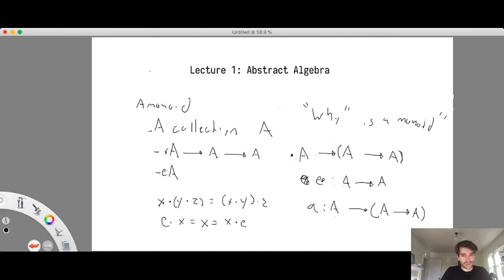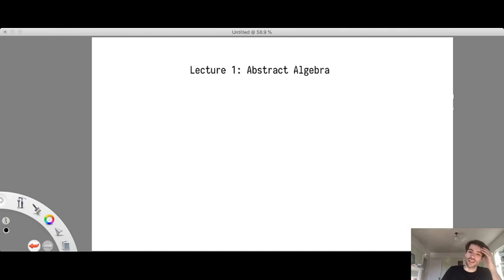Now, why is this interesting? Let's start a new slide here. This is interesting because it lets us reason symbolically about the logic of actions, right? So take any monoid you may see, let's say the natural numbers and plus, as well as 0.